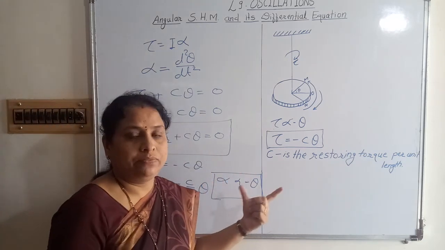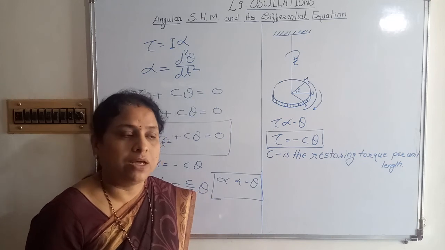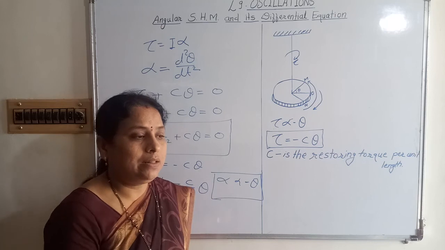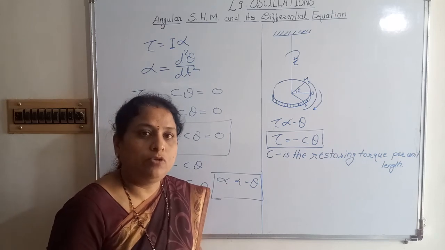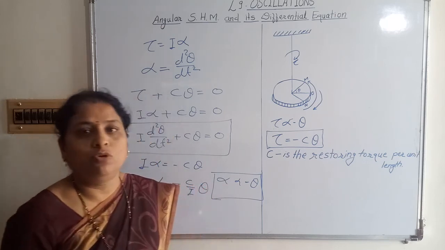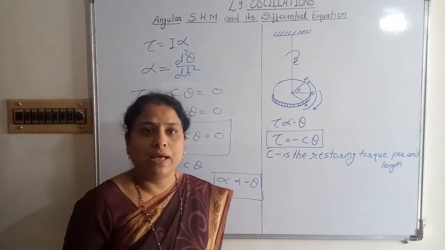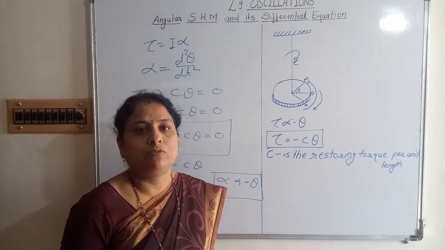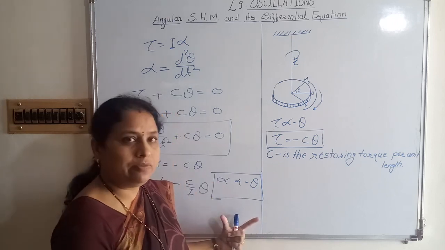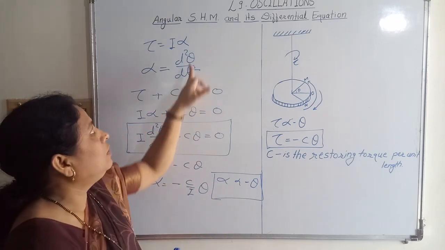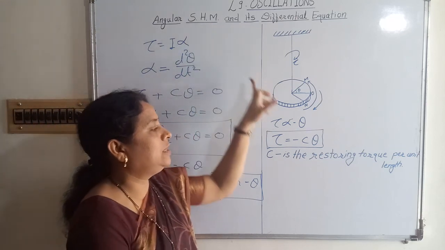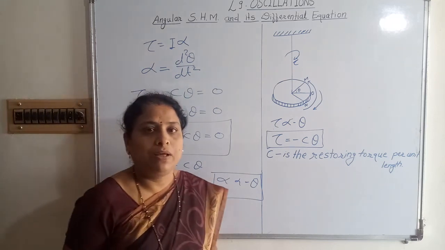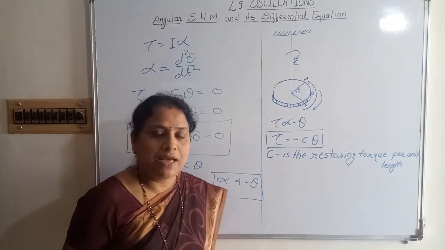Using this concept, that is angular simple harmonic motion, we can derive the next derivation for the magnet. When the magnet is placed in a uniform magnetic field and it is moved, it performs angular simple harmonic motion. We have to prove that the motion of that magnet is simple harmonic motion. For that, this video is very useful, and you must know what is angular simple harmonic motion and what is the differential equation for angular simple harmonic motion. Is that clear? Thank you.